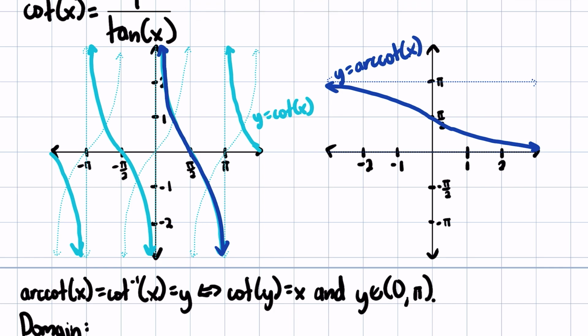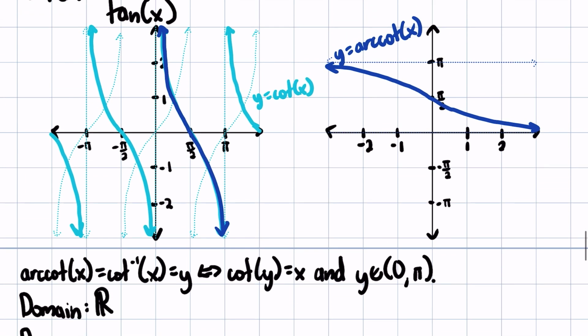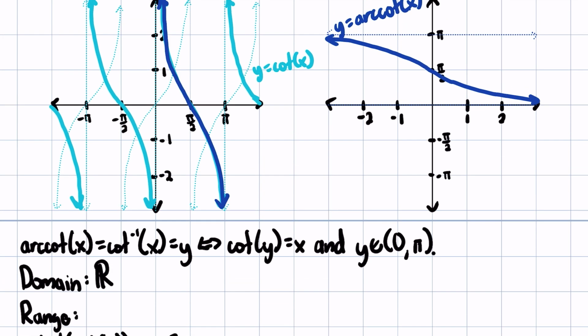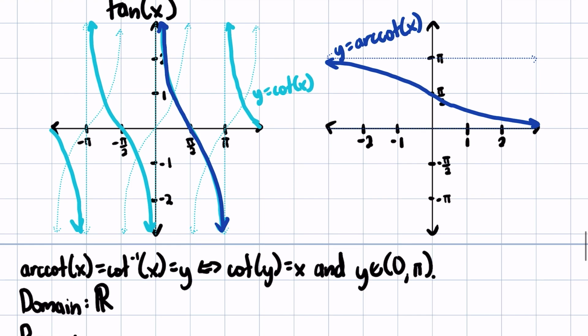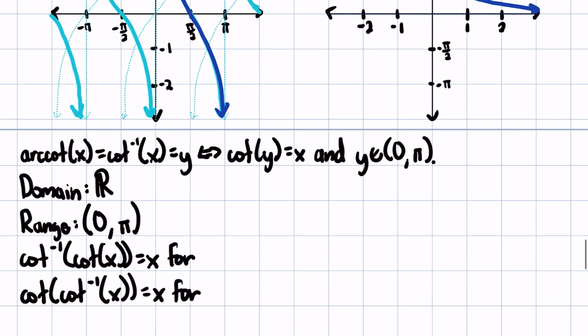All right, moving on to some properties. The domain is going to be all real numbers because that's the range of tangent. Our range is going to be based off of the domain restriction we did to cotangent. And so that is going to be from 0 to pi. Arccotangent cancels out cotangent for x in the range, so x between 0 and pi. And then cotangent cancels out arccotangent for x in the domain, so that's all real numbers.